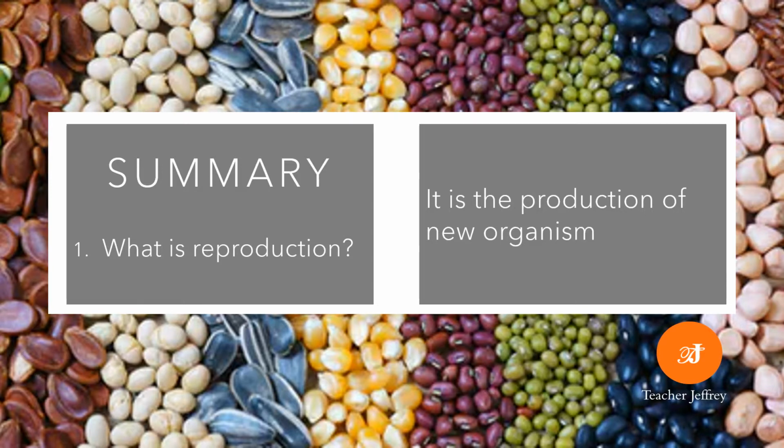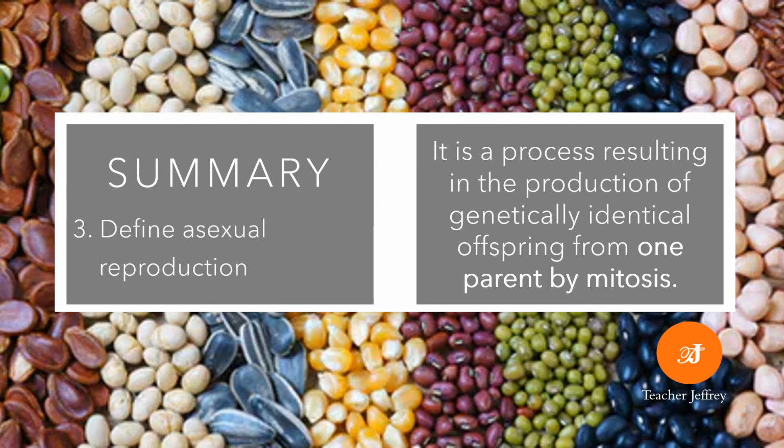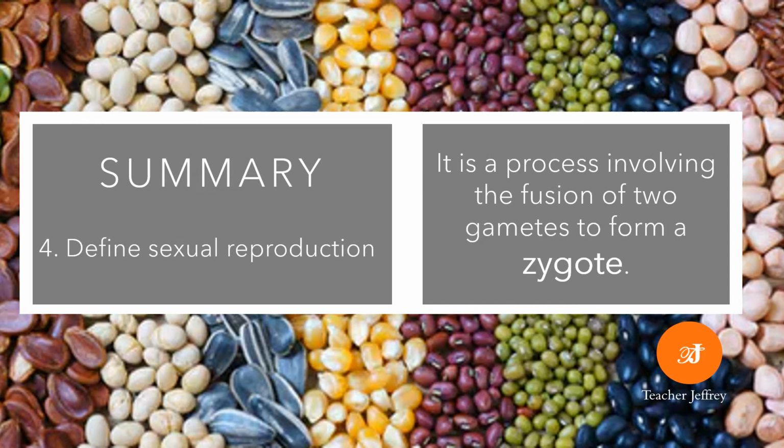For our takeaway for today, we've learned that reproduction is the production of new organisms. There are two types of reproduction in plants: the asexual and sexual reproduction. Asexual reproduction in plants is a process resulting in the production of genetically identical offspring from one parent by mitosis. While sexual reproduction in plants is a process involving the fusion of two gametes to form a zygote.